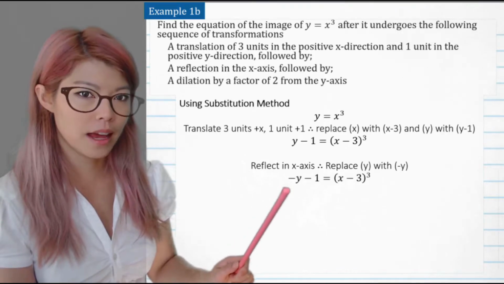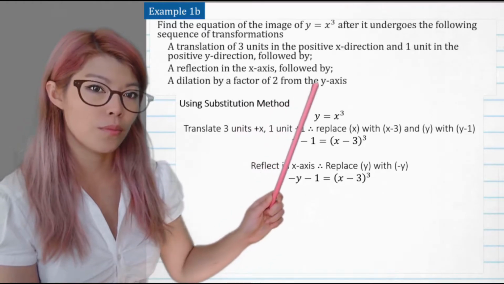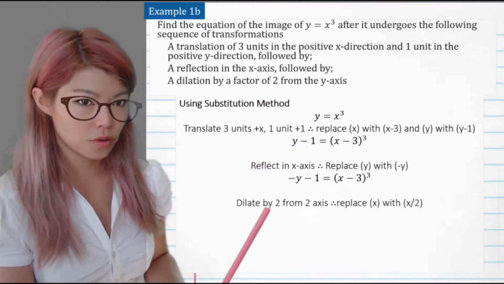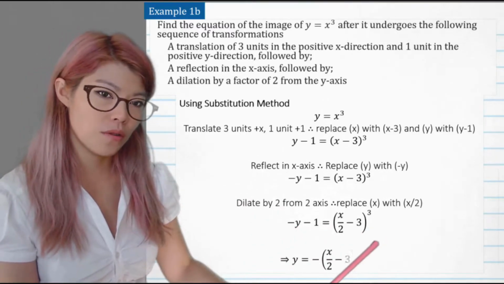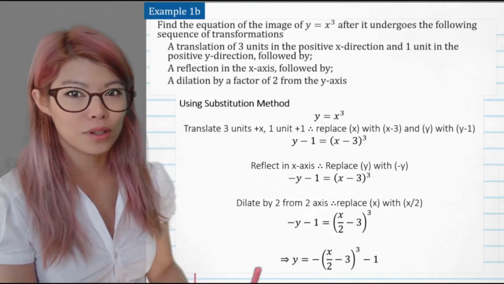So we're applying that. And next we say dilation by a factor of 2 from the y-axis, which means we replace our x with x over 2. And we obtain that. Then we move the 1 over and multiply by minus. We can see that we get the same solution.